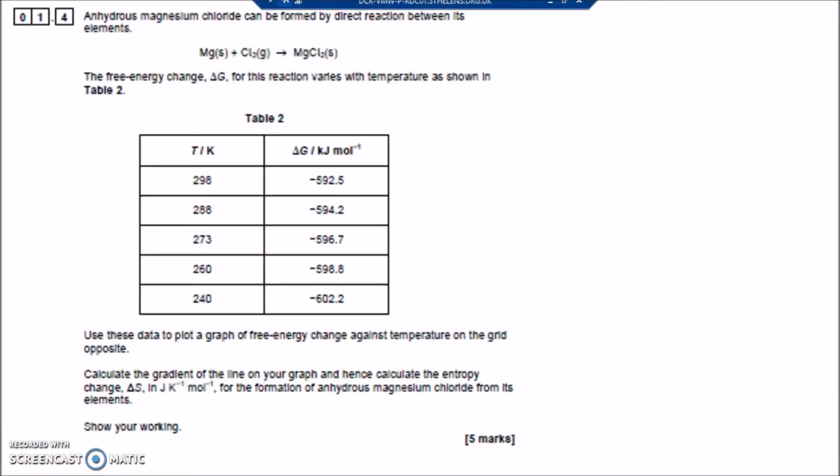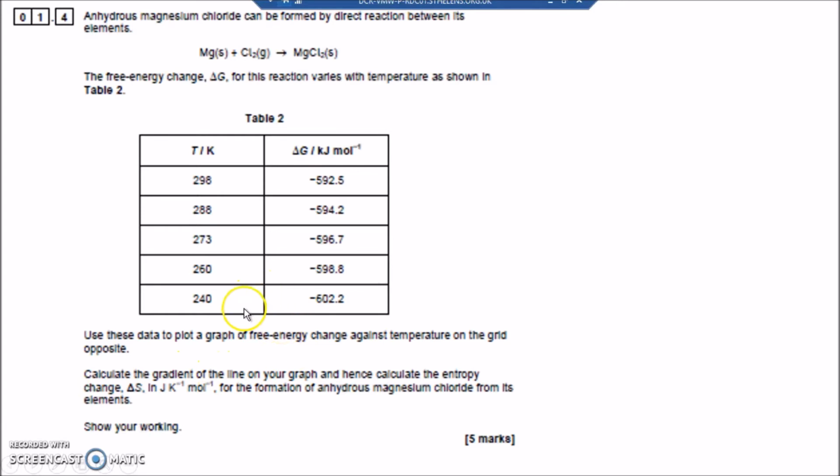Question 1.4. Anhydrous magnesium chloride can be formed by the direct reaction between its elements. So I've got magnesium solid, chlorine gas making MgCl2 solid. The free energy change, so Gibbs free energy change for this reaction, varies with temperature as shown below. So I've got temperature in Kelvin, and Gibbs free energy change in kilojoules per mole. Use the data to plot a graph of free energy change against temperature on the grid opposite. Calculate the gradient of the line on the graph.